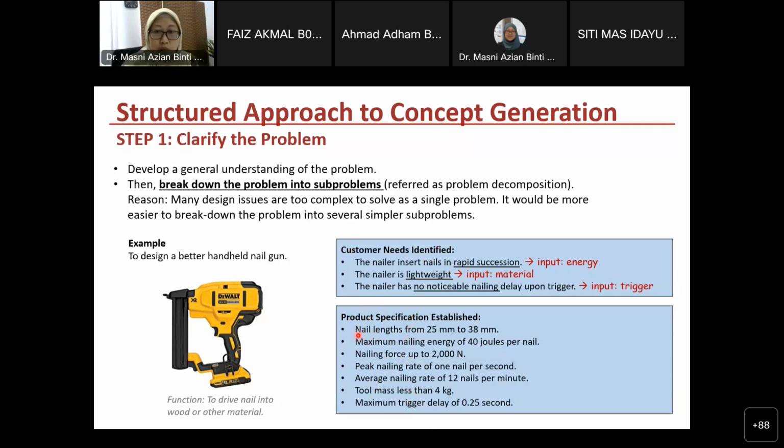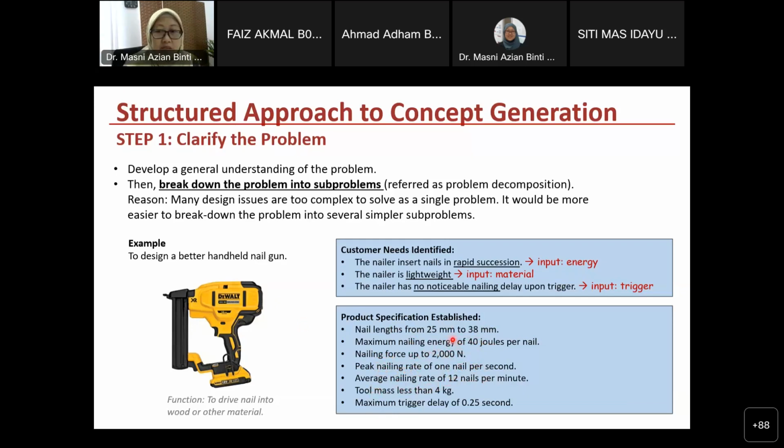Okay, it says the spec nail length for this nail gun is only applicable for nail length from 25mm to 38mm, and then maximum nailing energy is 40 joules per nail, and nailing force up to 2000 Newton, and then it only allows a nailing rate of 1 nail per second. What else? Average nailing rate 12 nails per minute. So these are the technical specifications.